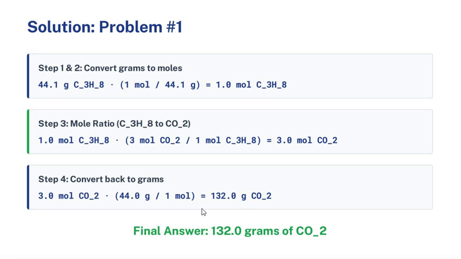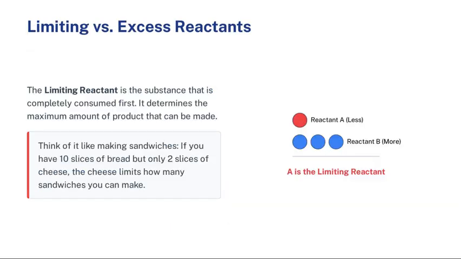So this is a really simple one since you didn't have to convert that much, as you already had just 1 mole. But let's go into limiting plus excess reactant. So the limiting reactant is the substance that is completely consumed first.